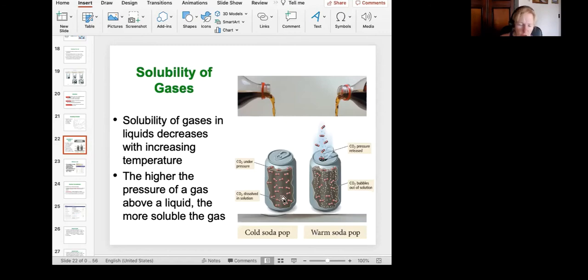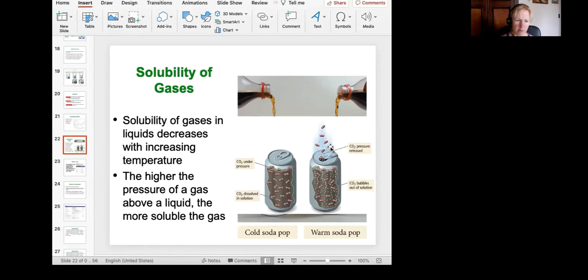So if I have cold soda and I open it, CO2 is going to escape less quickly than if I have warm soda sitting on the counter and I open it. Then the carbon dioxide is going to escape much easier. So if I look at the solubility of gas, I have to consider not only temperature, but also pressure. And unlike solids, the solubility of a gas is inversely related to the temperature. So the colder the temperature, the more soluble the gas. The higher the temperature, the less soluble.